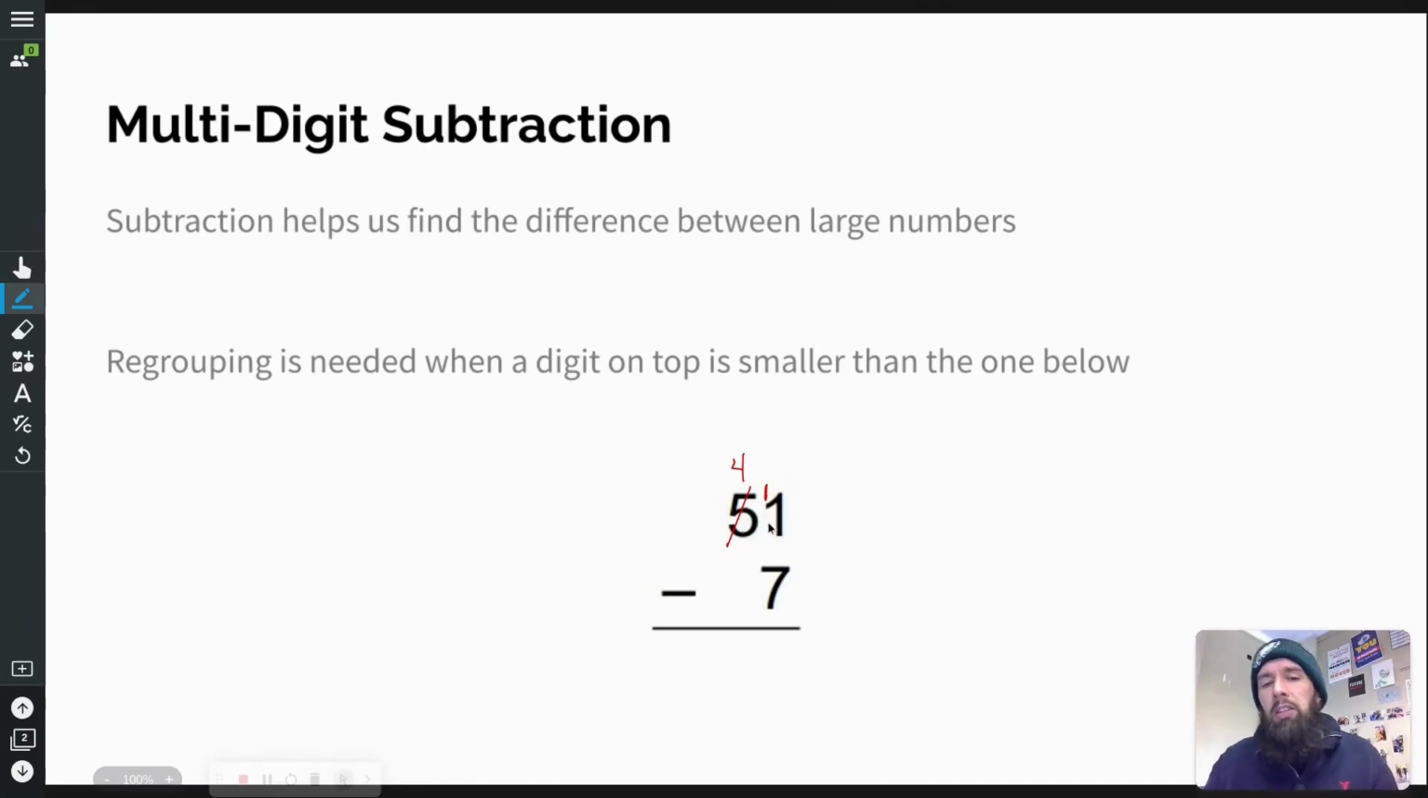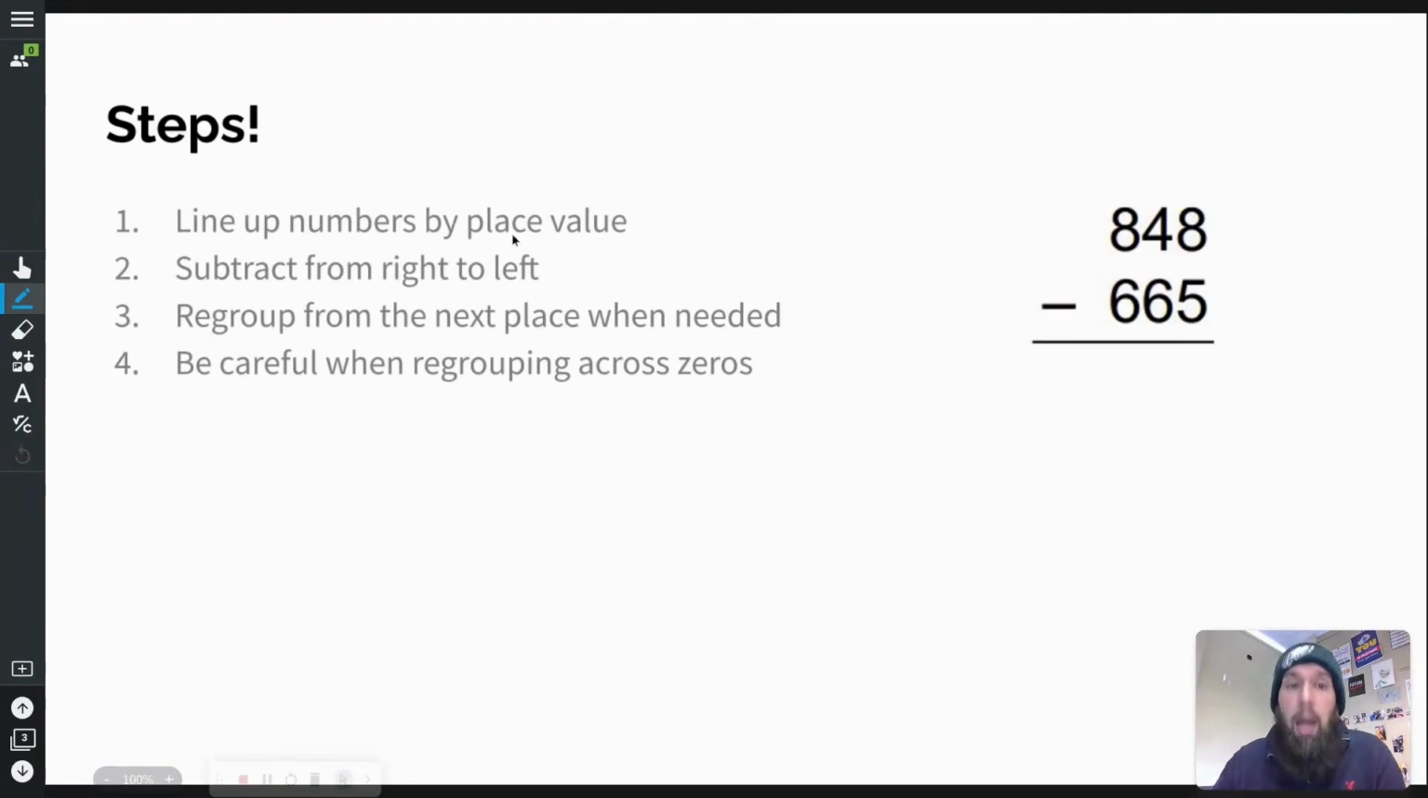Now I could do 11 minus 7, which is 4. Then you move to the next place value. 4 minus, well, there's nothing there, is 4 again. So 51 minus 7 is 44. So you probably have seen this process where you borrow from the next place value. We're going to do that a lot.